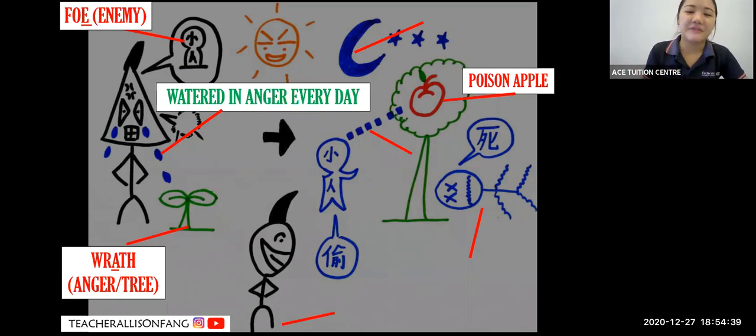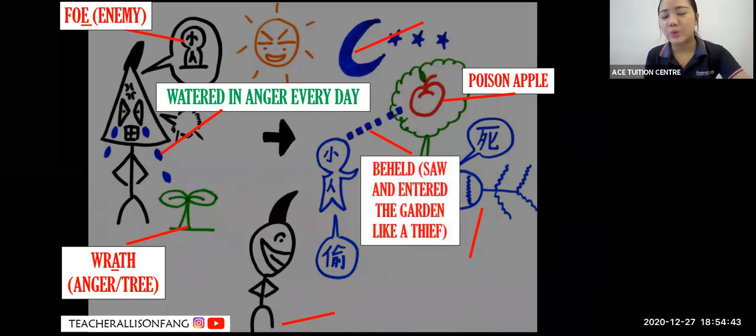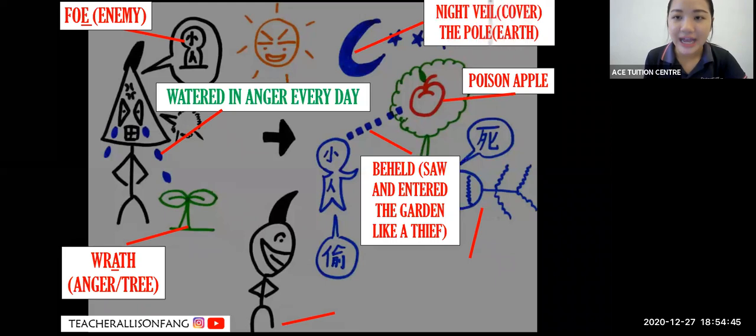So basically the foe saw the red apple and he wanted to steal it. So he went to steal the apple at night, because in the poem there's this phrase, as you could see here, I've drawn here, "night veil the pole." Veil meaning cover, pole meaning the earth. So if I were to translate it into simple terms, it is called night cover the earth.